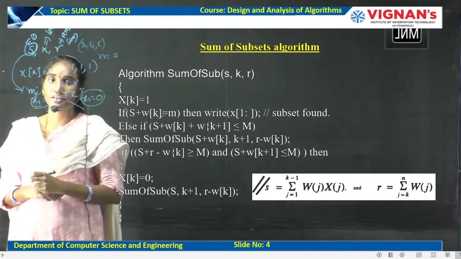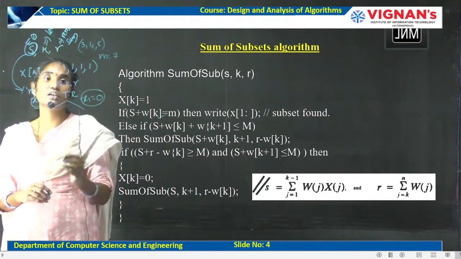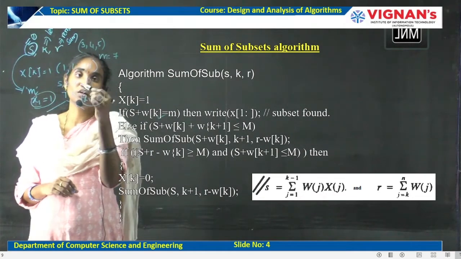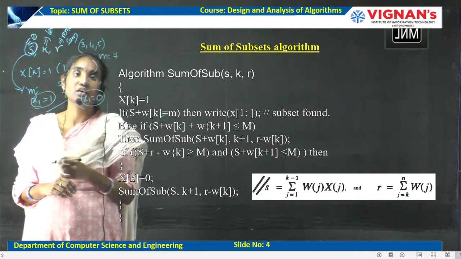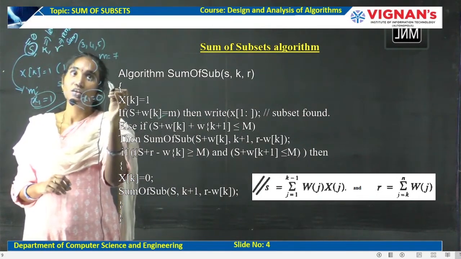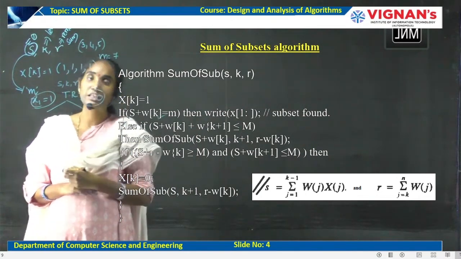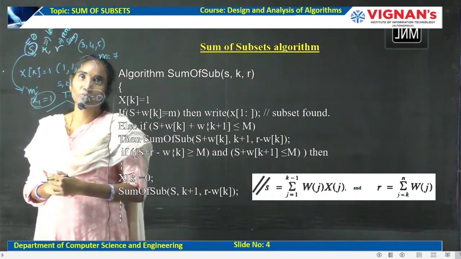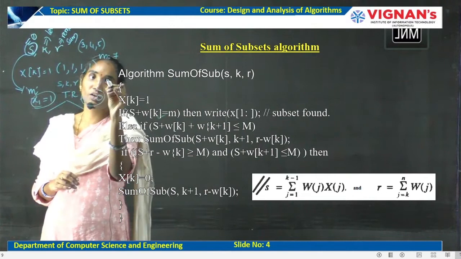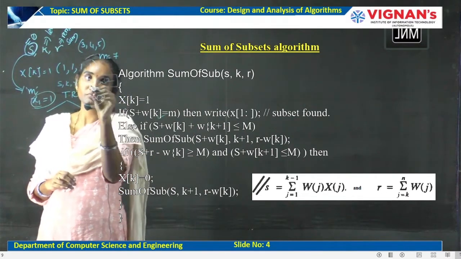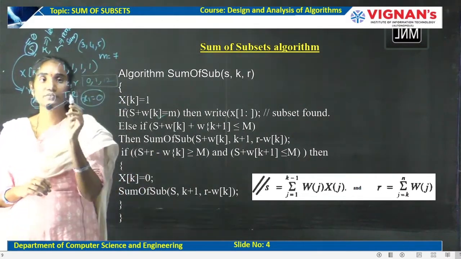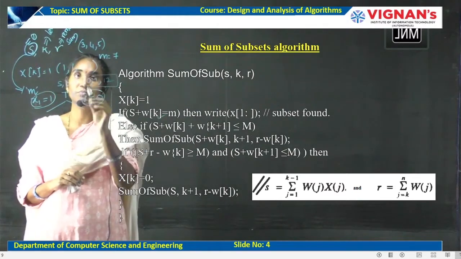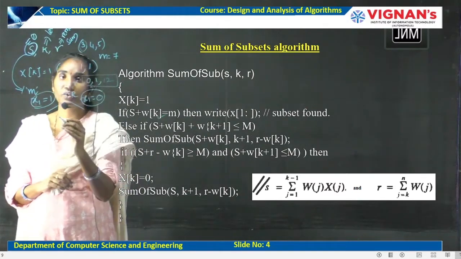M is 7. So now what I'm supposed to do here, initially s, k, r. So s is 0 and I'm at level 1 and r is initially the summation of all. So sum of 3 plus 4 plus 5. What is that? 7 plus 5, which is equal to 12. Right? Now x1 is equal to 1. What does it mean? Here I have taken the first item. So what is our first item? Which is 3, right?